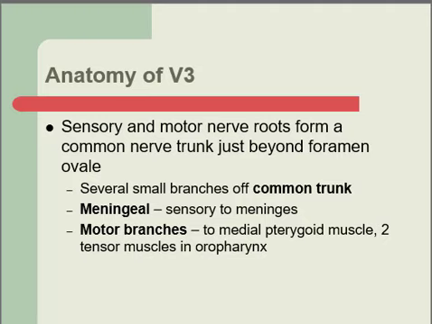So the anatomy of the mandibular division of the trigeminal nerve is that the sensory and motor nerve roots form a common nerve trunk just beyond the foramen ovale. So the nerve itself exits and is combined together in a common nerve trunk just outside the foramen ovale. And then we have several branches.